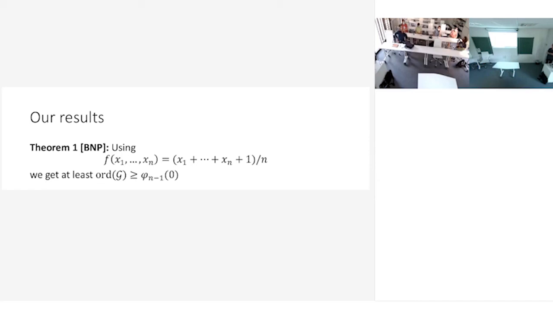What about the set of fusible numbers when n is equal to 2? Is there any connection? What about if we consider n equals 3? No, n equals 3, you get phi 2 of 0. Bigger, but not very much bigger. You get phi n minus 1 of 0. You get a bigger ordinal as n increases.